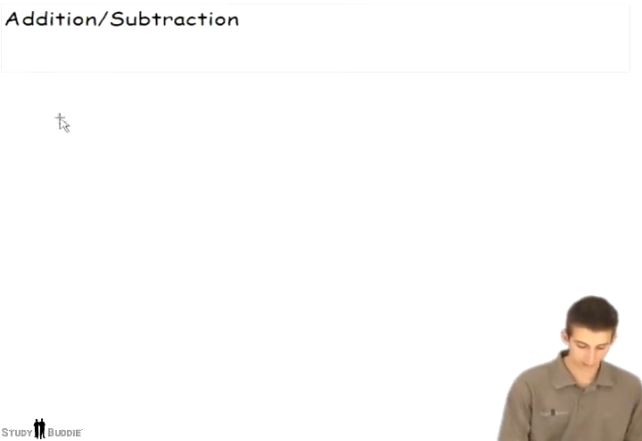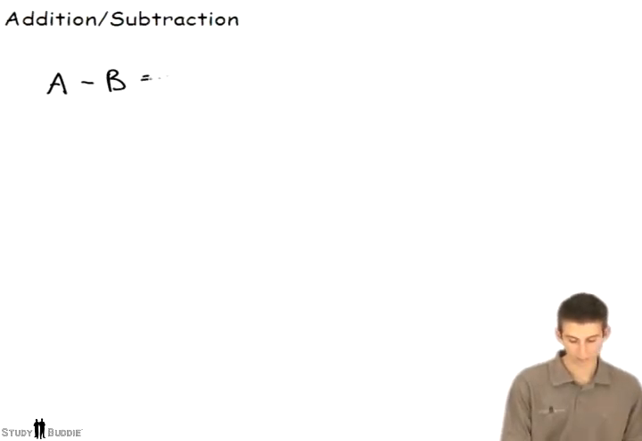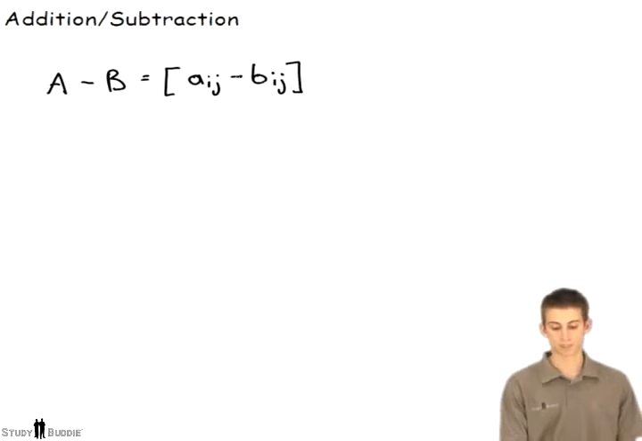So, let's say we had a matrix A, and we subtract a matrix B. To write that in ij form, we're going to basically just have a resulting matrix where, as I said, the corresponding entries of B are subtracted from the corresponding entries of A.